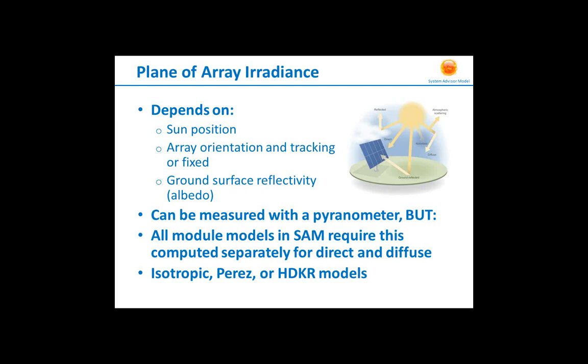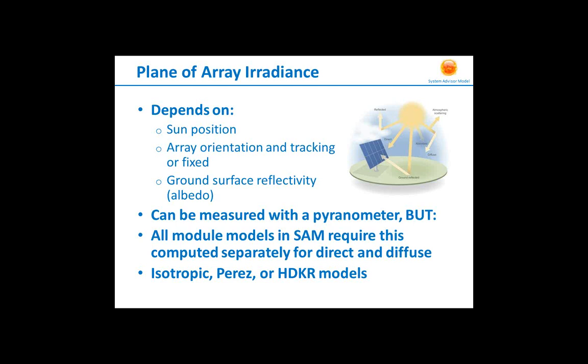This concept doesn't particularly apply to CSP or CPV technologies, since those always track the sun and use only the DNI component of irradiance. However, for a PV system, the amount of irradiance that is actually usable by a PV project at a given point in time depends on the position of the sun at that time, the orientation of the array at that time, and a value called the albedo, which describes how reflective the ground is in that area.